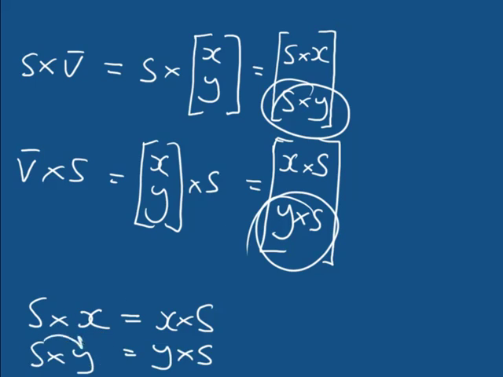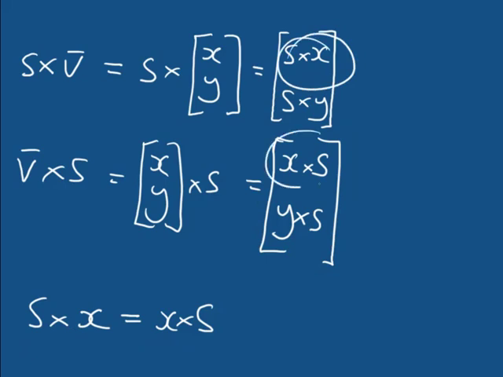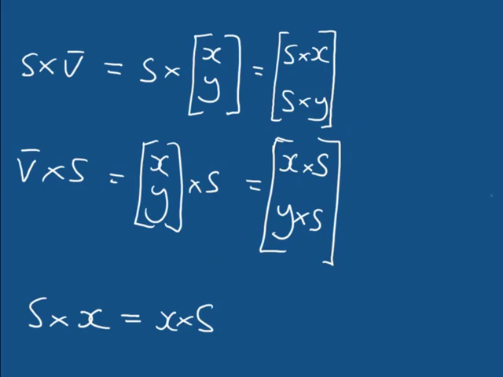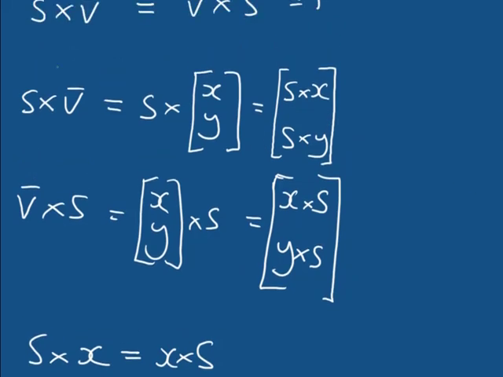That means we can switch the order of our operands and still get the same result. So not only is the first component of our result vectors equal, but the second component of our result vectors are equal. So that means that s times v is the same as v times s.